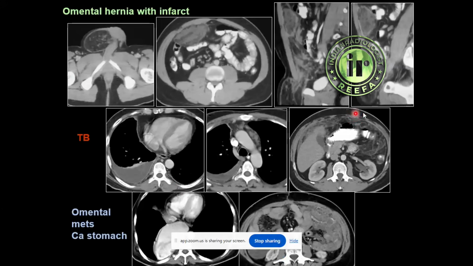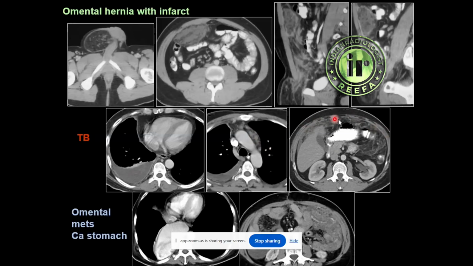So, some diseases affecting the greater omentum. This is a patient with an omental hernia in the inguinal canal, and there is an omental infarction, and you see this well marginated, increased attenuation greater omentum there in that region in a patient who presented with pain in the abdomen. This is tubercular involvement. You see pleural effusion there, some mediastinal lymph nodes, and look what is happening to the greater omentum.